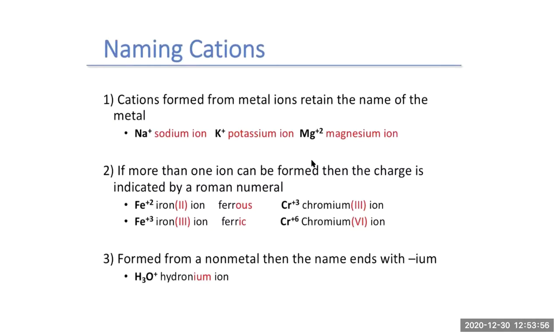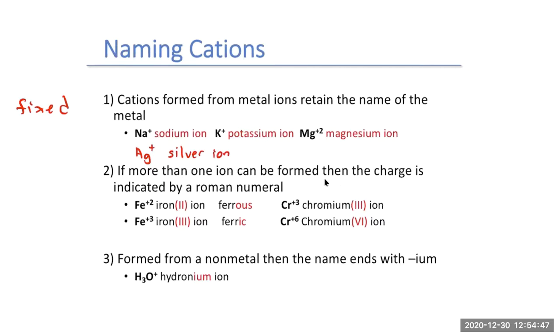Now when we look at naming these metals, if it forms a fixed charge, it's easy to name. You just write the name of the metal and ion at the end. That's it. So it's metal name, ion. We have sodium ion, potassium ion, calcium ion, barium ion. All of them are just ions. You can have silver ion. So if we look at silver, we would just write silver ion.